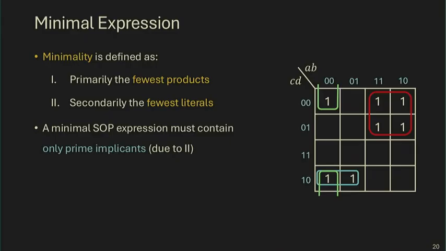And you can also approach this proof from the opposite perspective. If you ever included a non-prime implicant, you could have replaced it with another prime implicant to realize the same function, but with fewer literals. And that's the reason why we only care about prime implicants in minimal implementation.